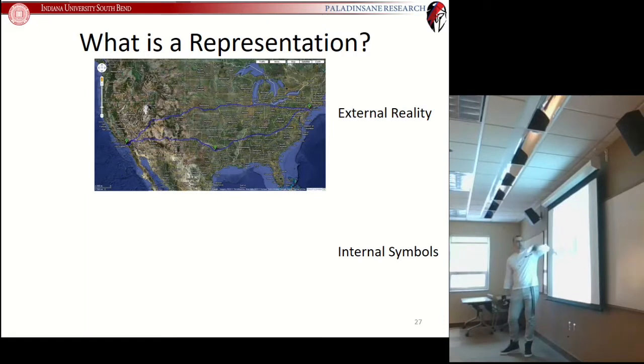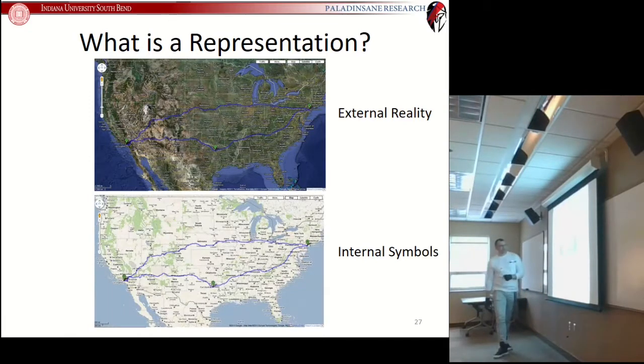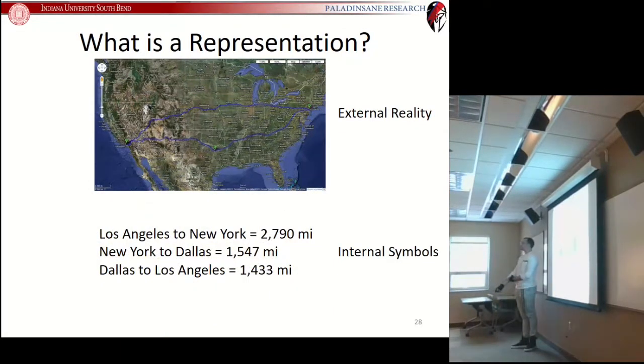Let's say the external reality is the United States. We have the difference between Los Angeles, Dallas, and New York. And we have the internal symbols. The internal symbols can be very much like external reality. Sometimes there's evidence that the internal symbols we use have the same sort of spatial, physical correspondence to the external reality that they're representing. They look like what it is that they're representing. Other times, those internal symbols don't look at all like what they're representing.